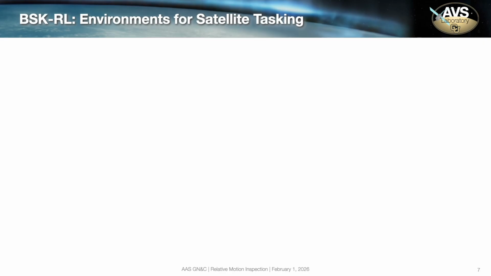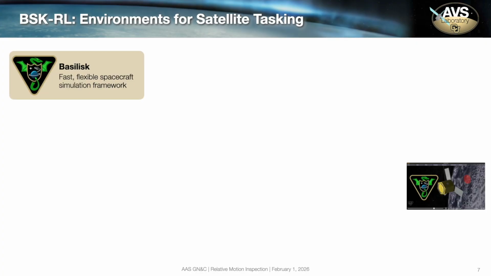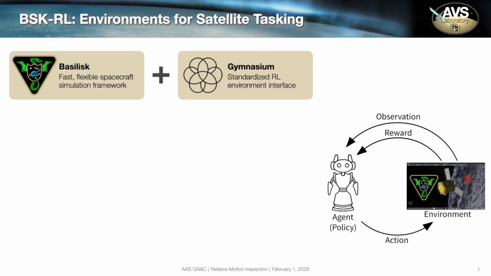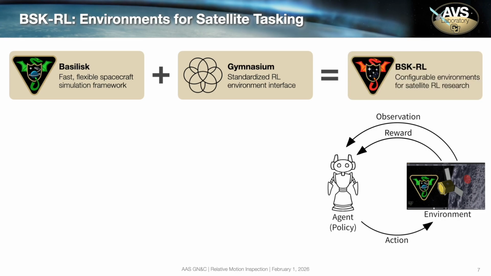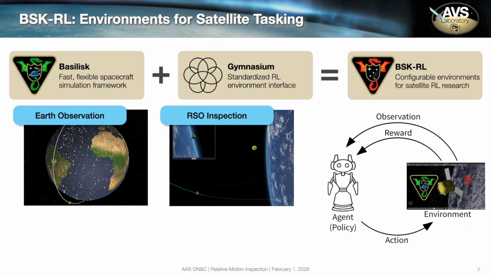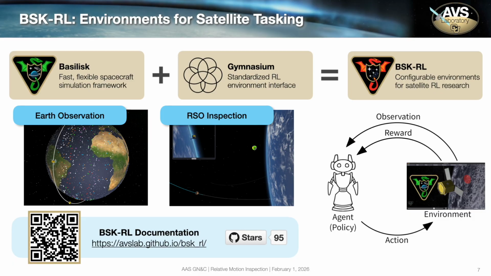To do that, we're going to test both methods in the same environment using the package BSK-RL, which is a reinforcement learning environment for satellite tasking problems that the AVS lab has been developing. This takes Basilisk, which is our fast and flexible open source simulation framework, and combines it with the standard Gymnasium API for reinforcement learning environments. As a result, we get these configurable environments for satellite reinforcement learning research. Previously, we've done work with it, including Earth observation tasks and the RSO inspection work presented here, among other scenario types. This package is fully open source and available online, so please check out our documentation and the source code.